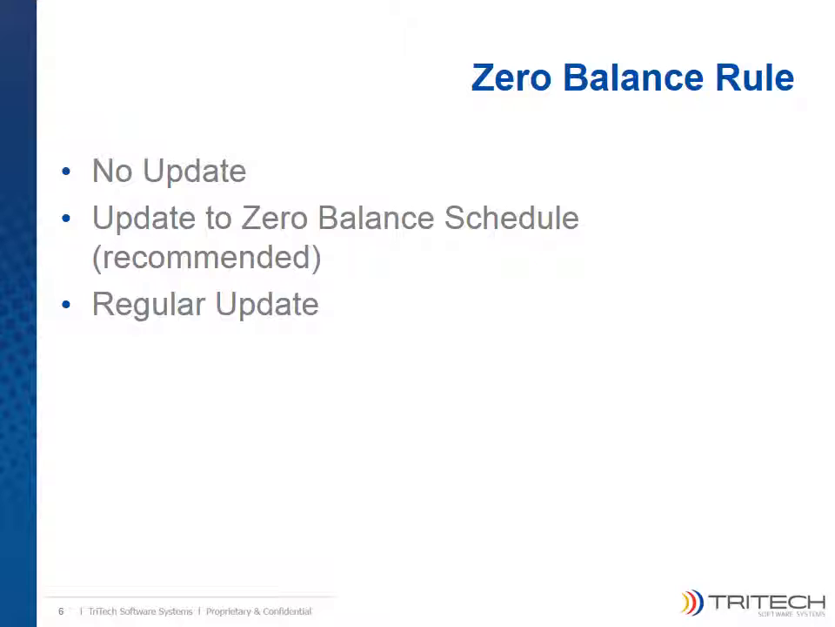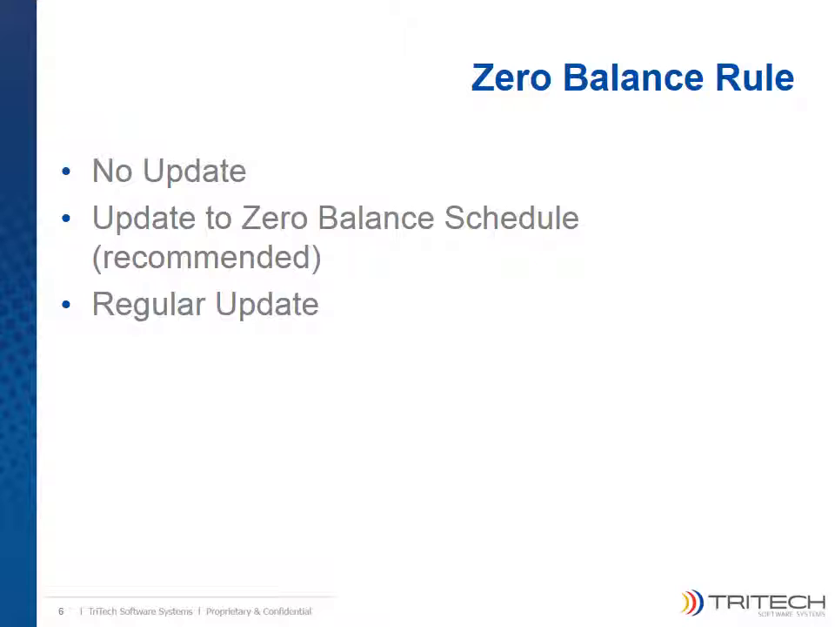The second rule is the zero balance rule. This rule will be applied when the projected balance of the call, based on all credits and adjustments in this remittance, is equal to zero. The three options for this rule are no update. This is the zero balance rule, which will cause remittance processing to set the next payer schedule to be the same as the current payer schedule.